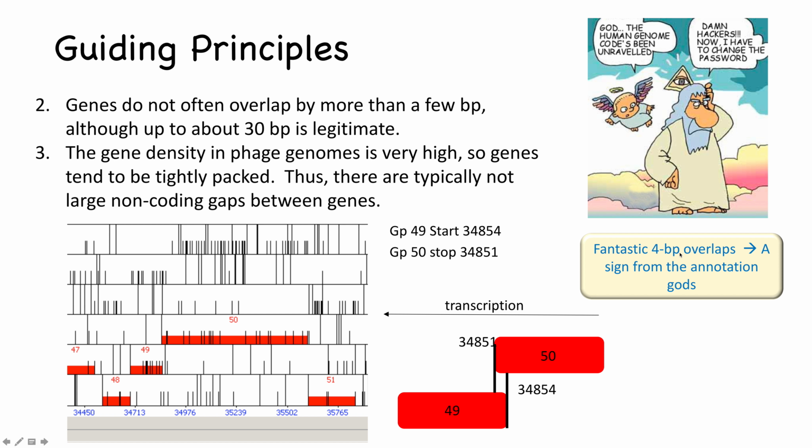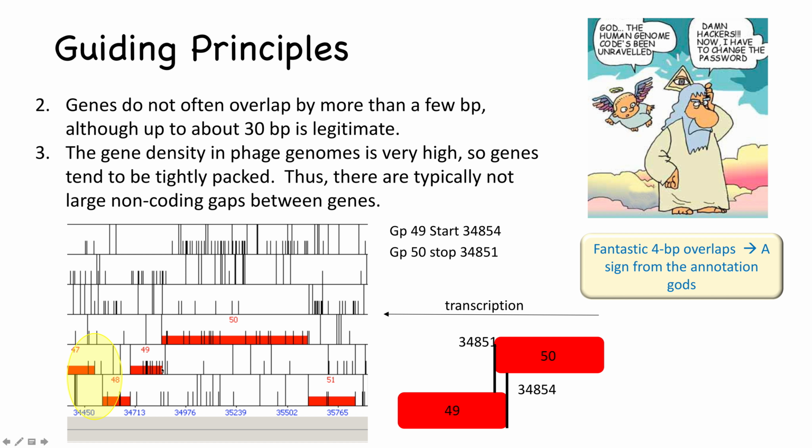Now 4 base pair overlaps, which we'll talk about in more detail later, are a sign from the annotation guides that you probably have found the correct start. 4 base pair overlaps are highly favorable, especially for genes that appear to be in the same operon.